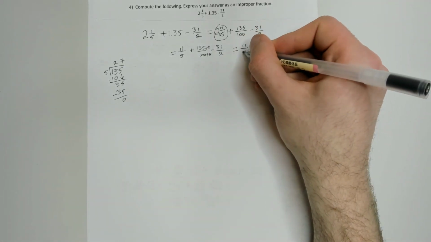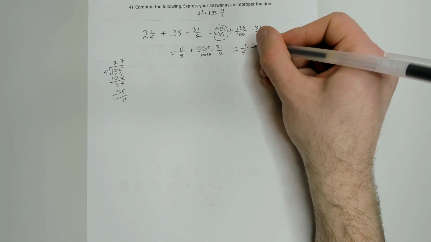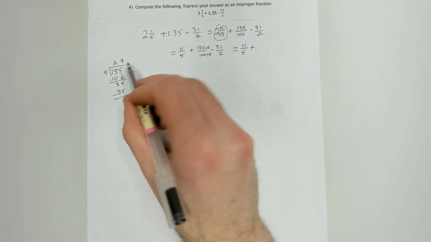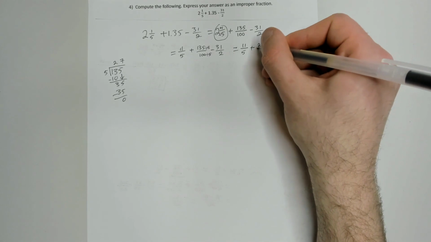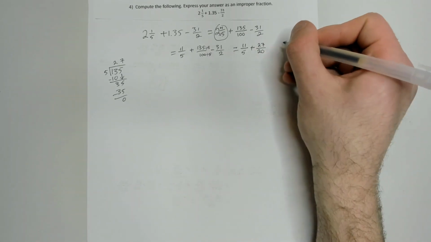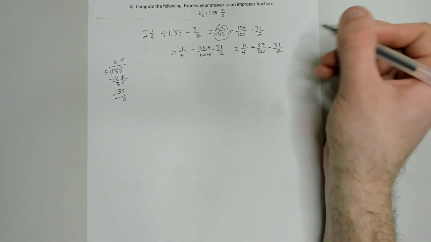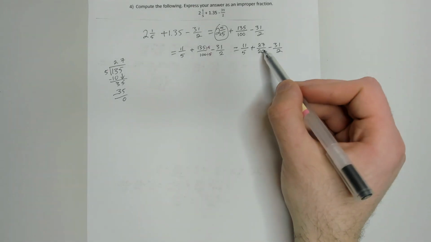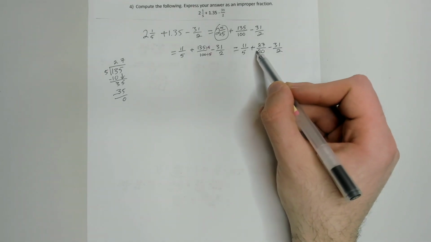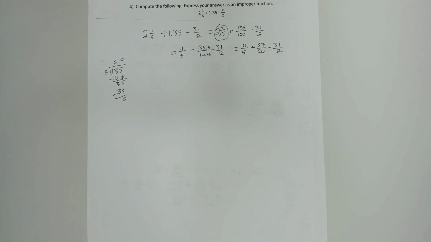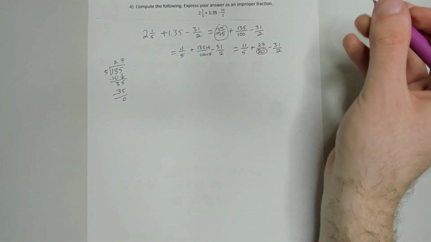So we have 11 over 5. So that is going to be adding to 135 divided by 5, we just saw was 27, and 100 divided by 5, that's a common one, that's 20. So we're subtracting 31 over 2. All right, so now this is nice because 5 and 2 are clearly factors of 20. So 20 is going to be our common denominator that we're looking for.